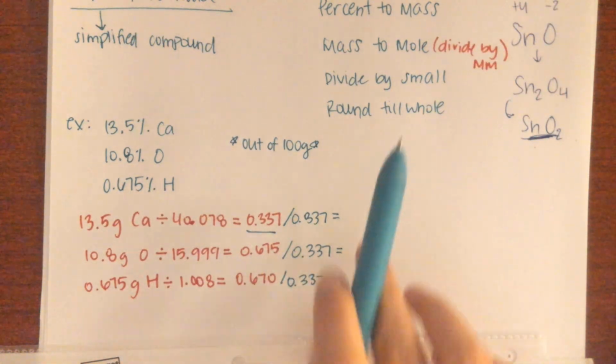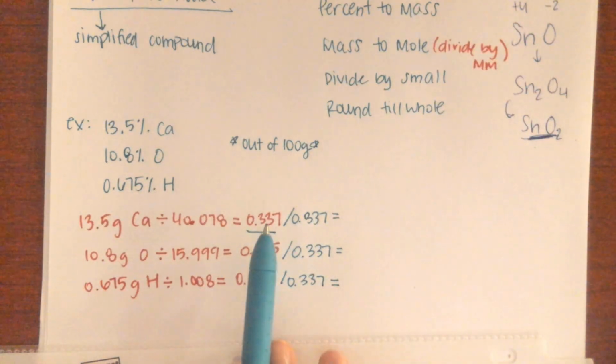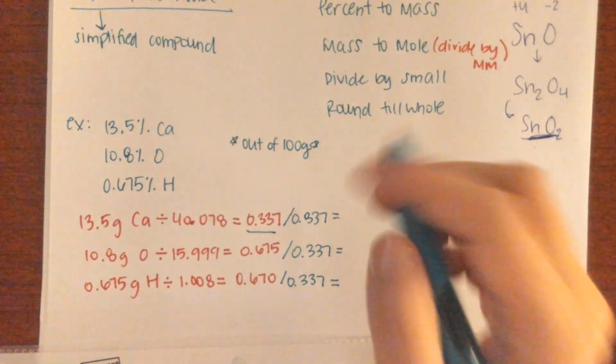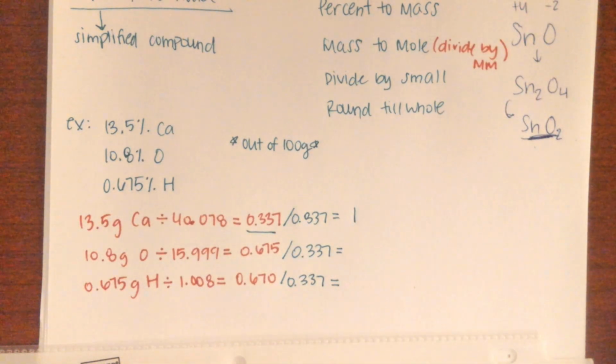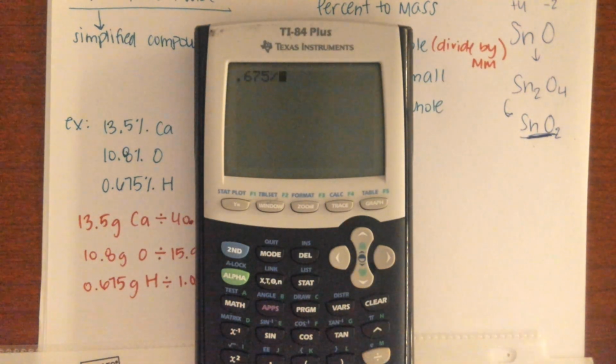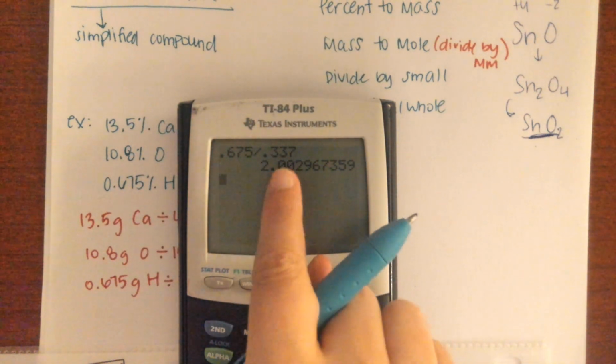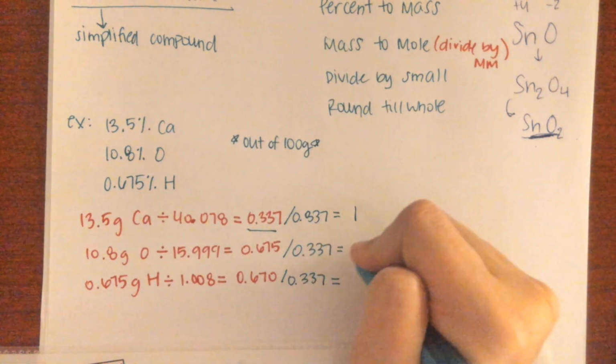And once we get the answer, we're going to round to the nearest whole number. All right, so obviously when you divide it by itself, it's 1. 0.675 divided by 0.337. Notice you have this decimal, but it's 2.00, yada, yada, yada. It's just 2, nearest whole number.